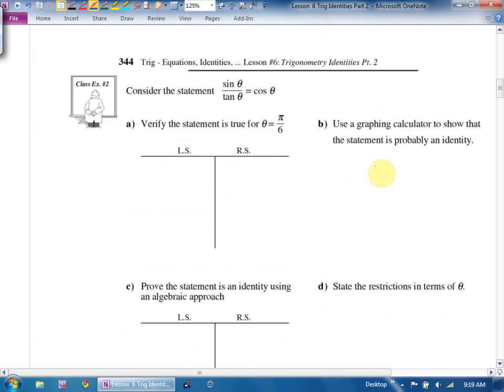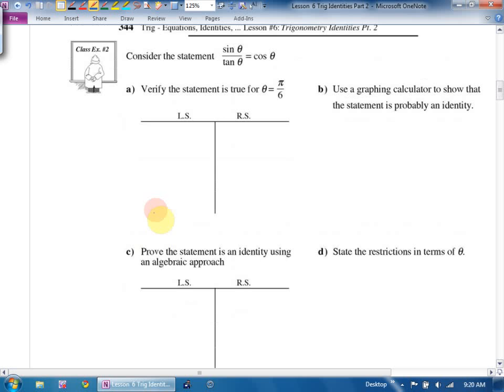Question? Okay. It says, consider this one. Check it for a variable. It's true. I'm not going to bother doing that. Use a graphing calculator. Trust me, if you graph this and graph that, they're the same graph. Forget it. I want to do this algebraically. So I have sine theta over tan theta. I want to show that that equals cos theta.